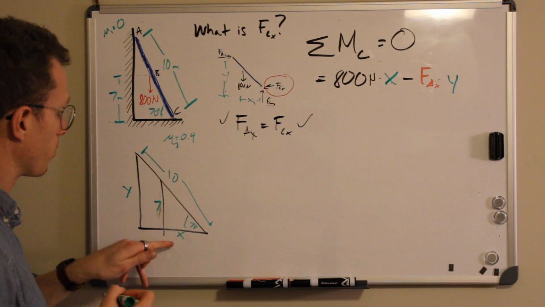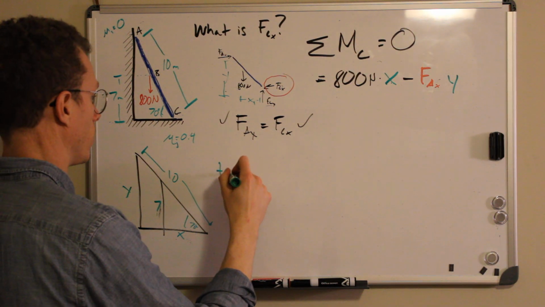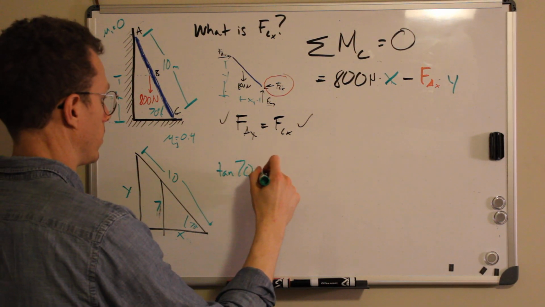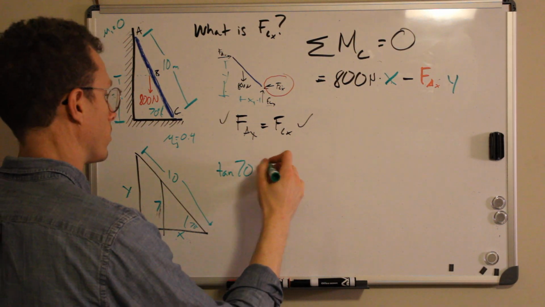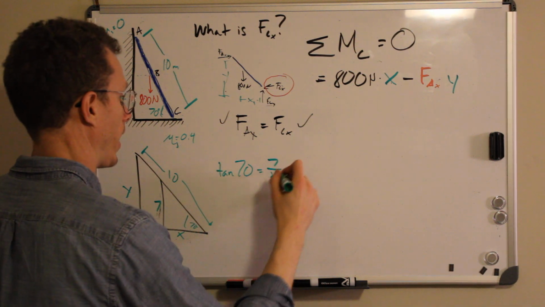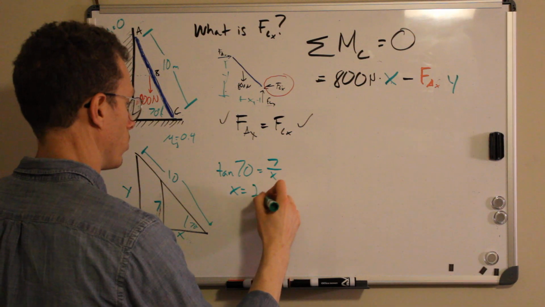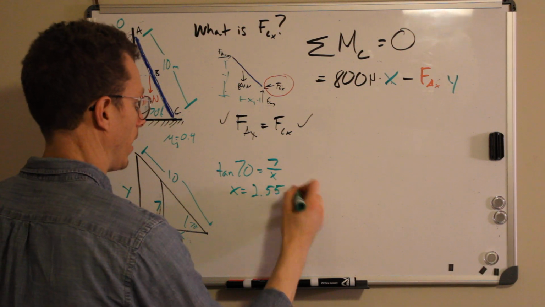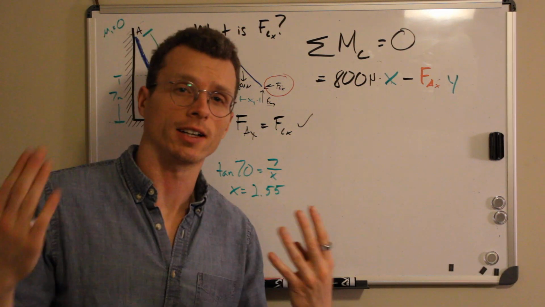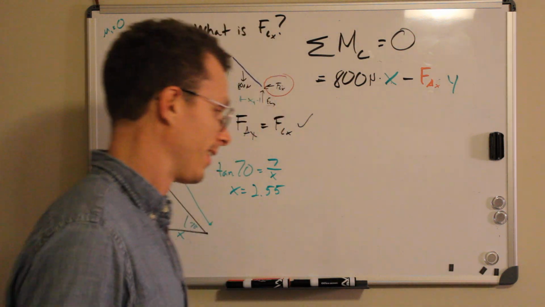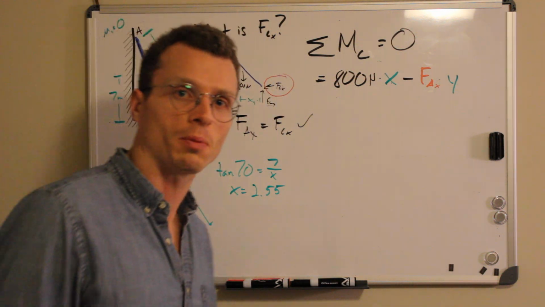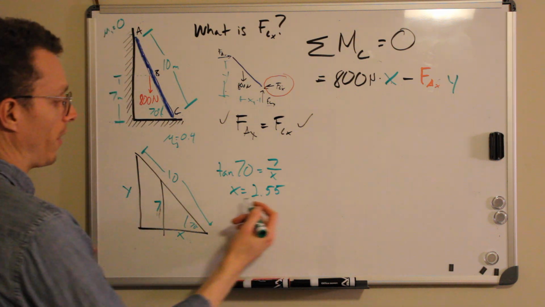Well, I can figure out x here pretty easily, right? I'll say tangent of 70 equals opposite over adjacent, 7 over x. X in this case is going to equal 2.55. Just because, like, I know this, I can just do trigonometry in my head. Obviously, just kidding, I've got pre-prepared notes. So x is 2.55 here.